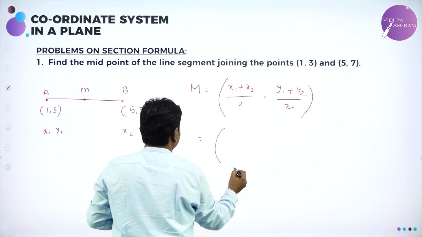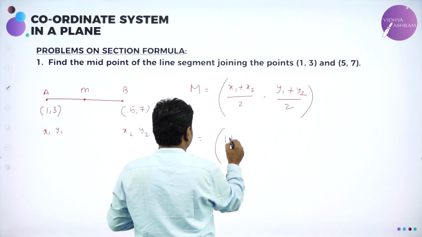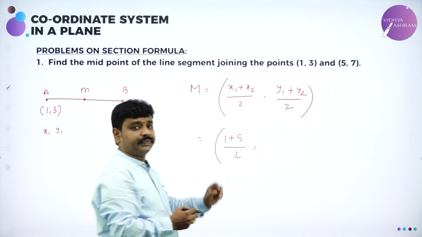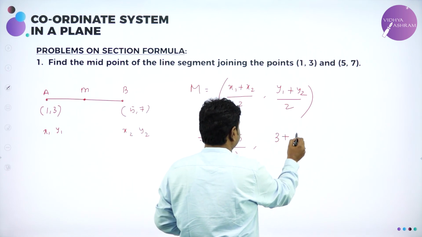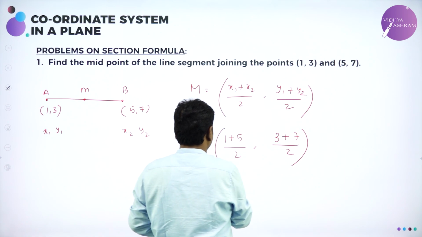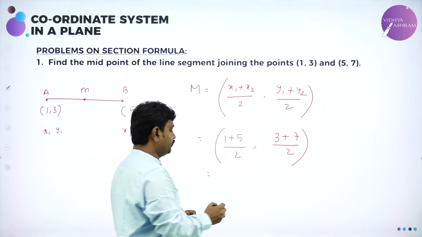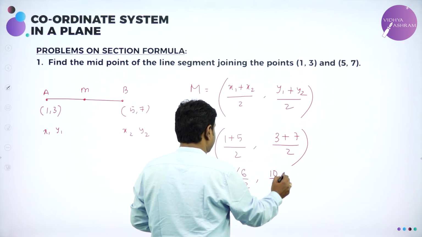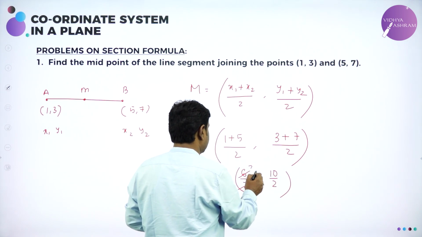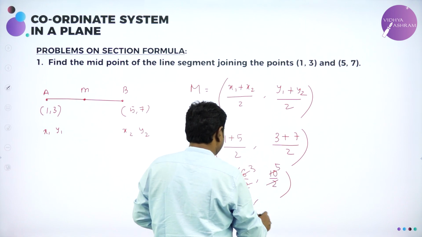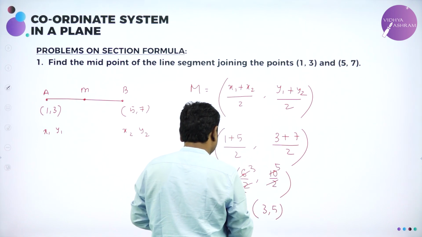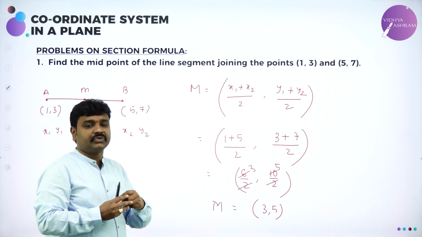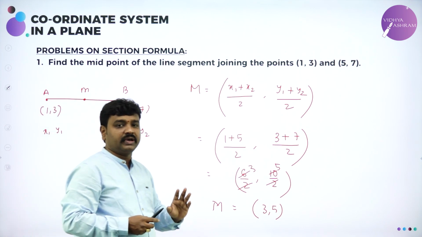Further, x1 plus x2 means 1 plus 5 by 2, comma, 3 plus 7 by 2. All of you know 1 plus 5 is 6 by 2, comma, 10 by 2. Simplify this further: 2 1s are 2, 2 5s are 10. So midpoint is (3, 5). So we got the midpoint. They wanted you to find the coordinates of the midpoint, so we used the midpoint formula.